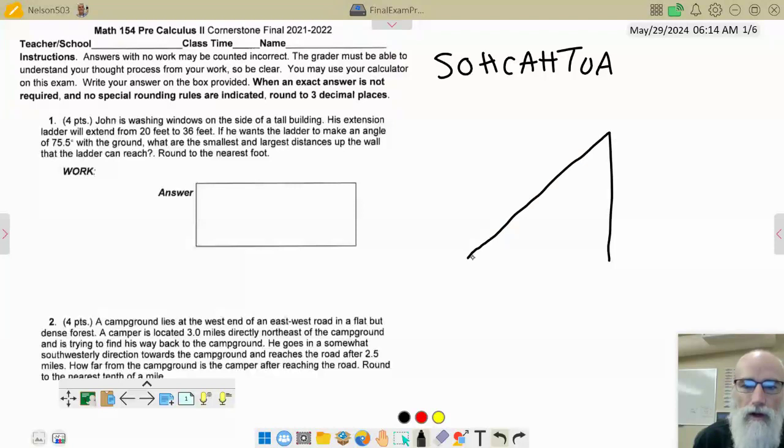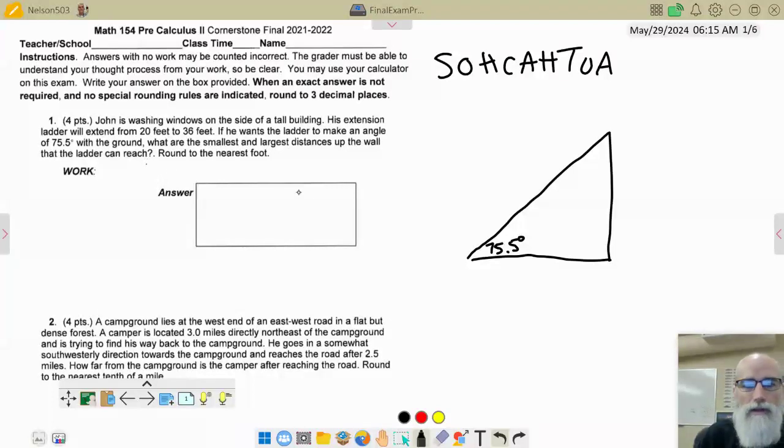So let's draw a right triangle. And I'm not so worried about making the building look perfect or anything like that, but it does say the ladder will extend from 20 feet to 36 feet. If he wants a ladder to make an angle of 75.5 degrees with the ground, what will be the smallest and largest distances up the wall that the ladder can reach?